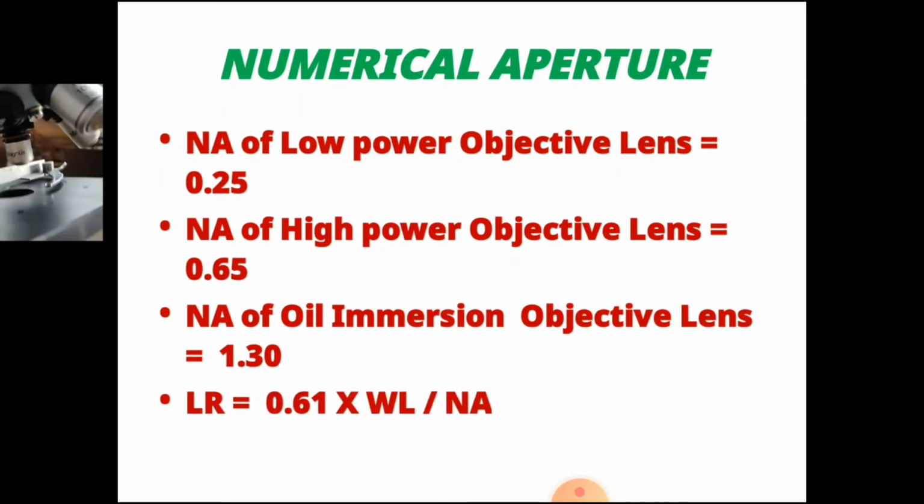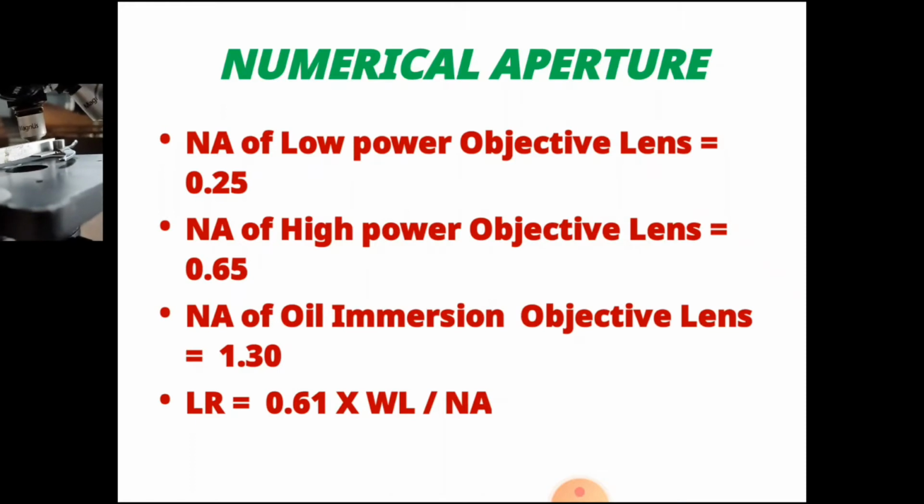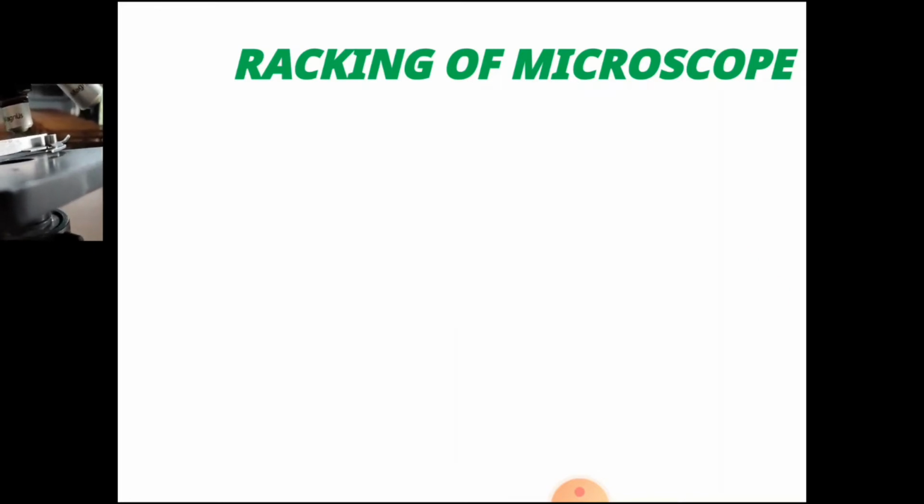The equation of limit of resolution and numerical aperture is: limit of resolution is equal to 0.61 times the wavelength of that light divided by the numerical aperture. Now, racking of microscope.